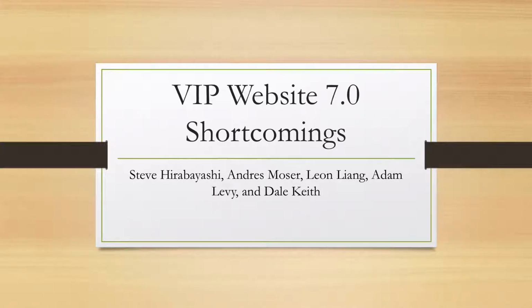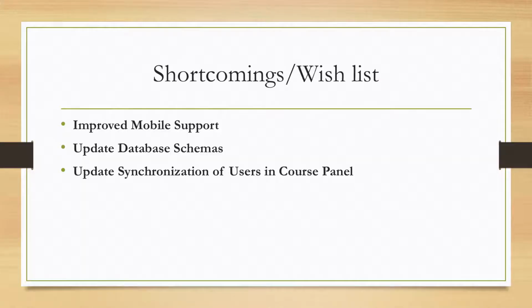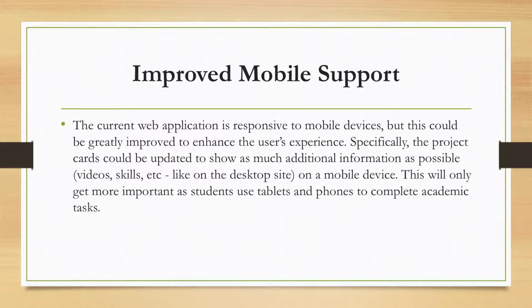While there were many features added in this release of the VIP website, including several that were in the shortcomings video for the previous release, there are still several features that should be added and improved upon to create an even better experience for all users. The three areas we will be discussing today are improved mobile support, updating the database schema, and updating the synchronization of users in the course panel, which is an all-new feature that was added in this release and can be further improved upon. The first thing I'm going to talk about is improved mobile support.